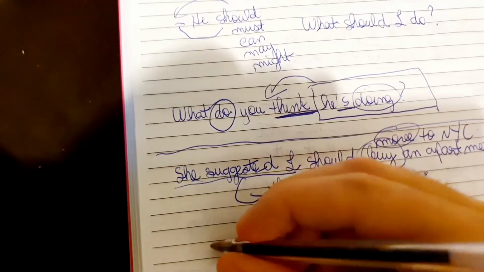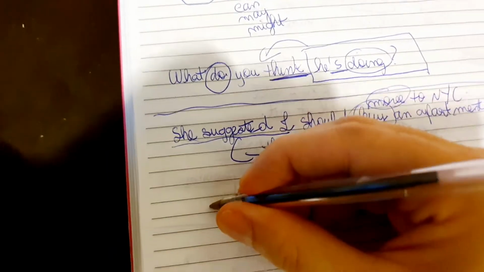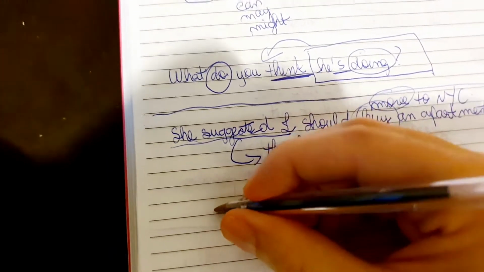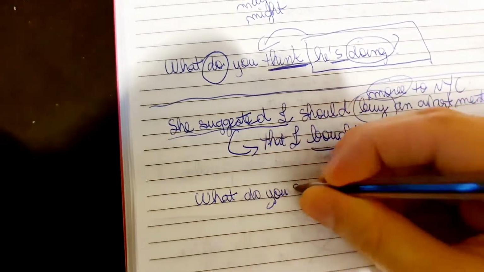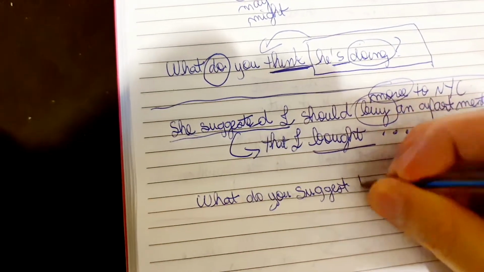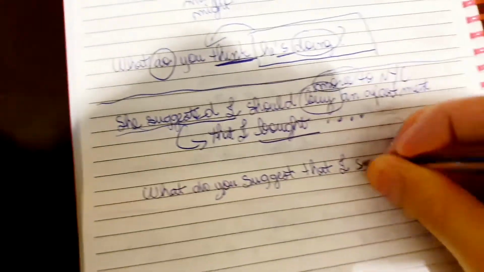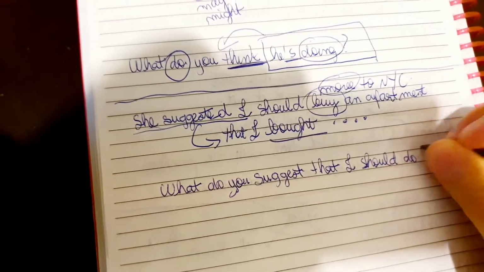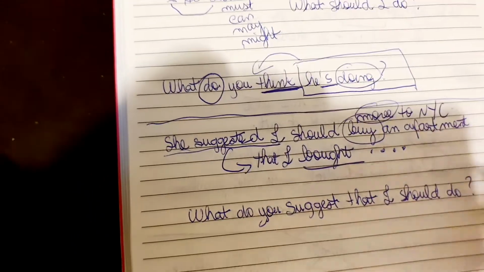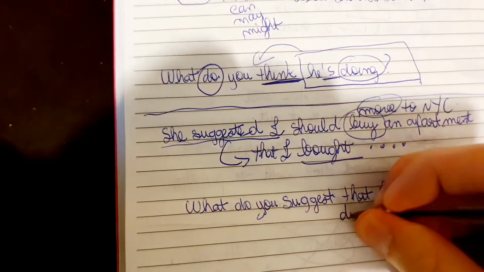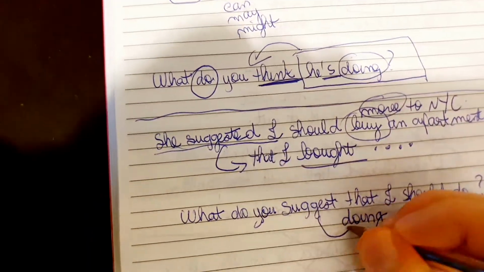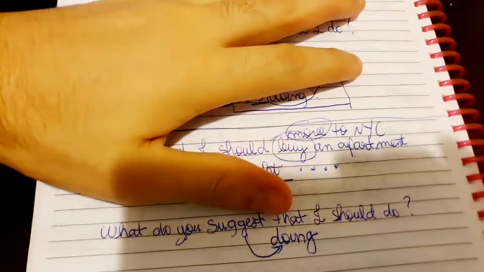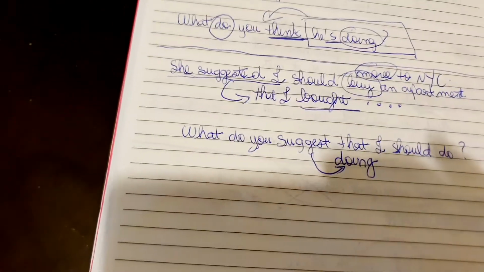Or you can make questions using suggest with a verb with ing. What do you suggest that I should do? Or what do you suggest doing? After the verb suggest, if you want to, you can add another verb with ing.